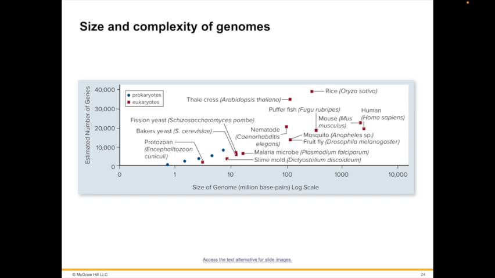What else do we have here? Thale cress, which is Arabidopsis thaliana, used in research all over the world, with a lot of genes, ironically. And then if you look down to the middle, just a bit more than the bacteria, we see fission yeast and baker's yeast. Look at that genome.